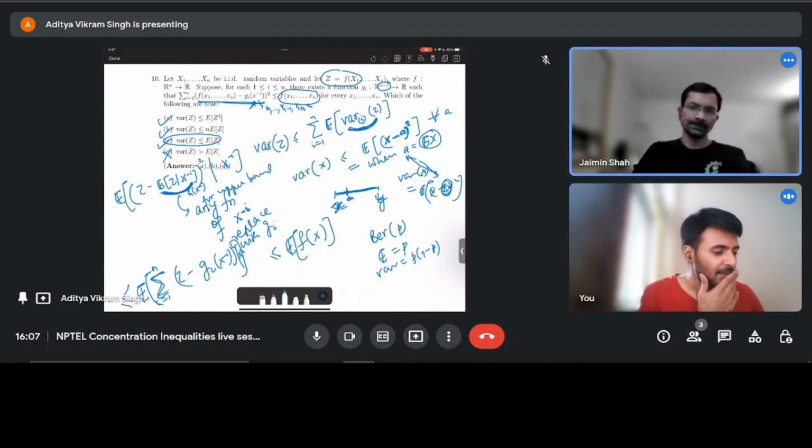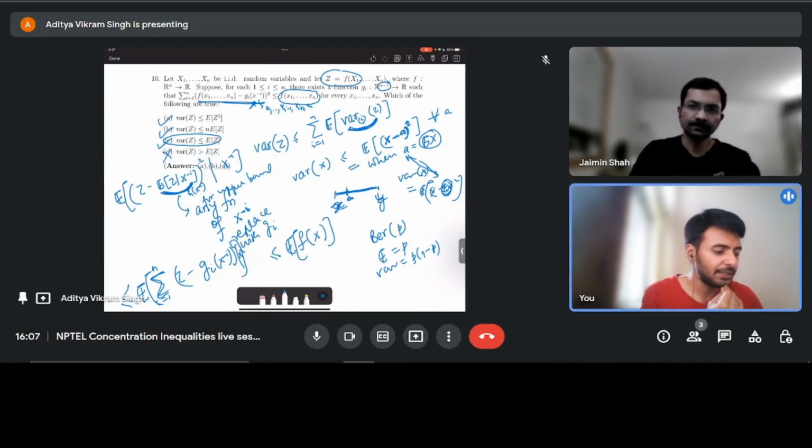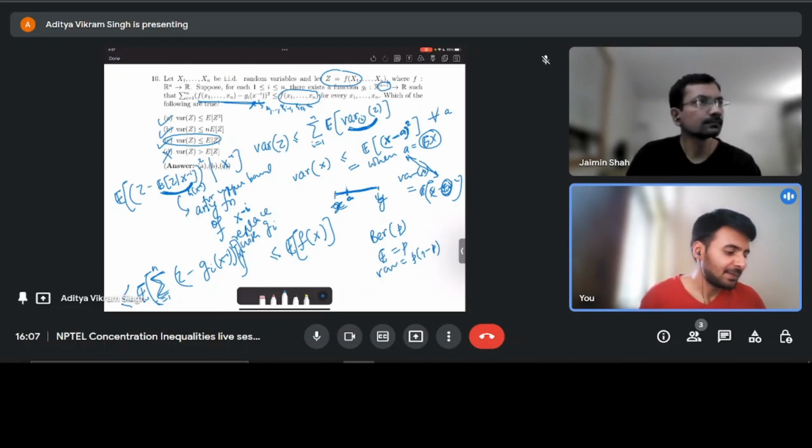Okay, so I think next week's lecture covers something called Herbst's argument. Basically, I think you're realizing now that we want to bound this thing called the log moment generating function, and that gives concentration results.